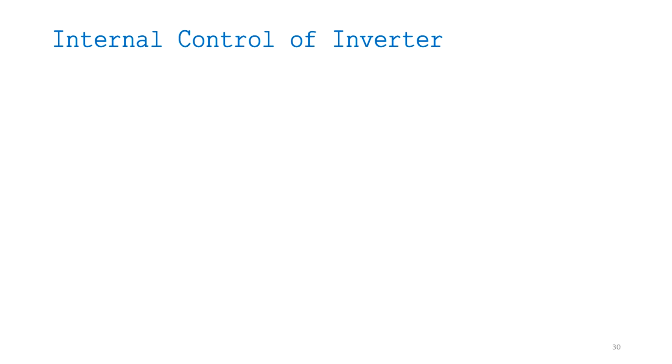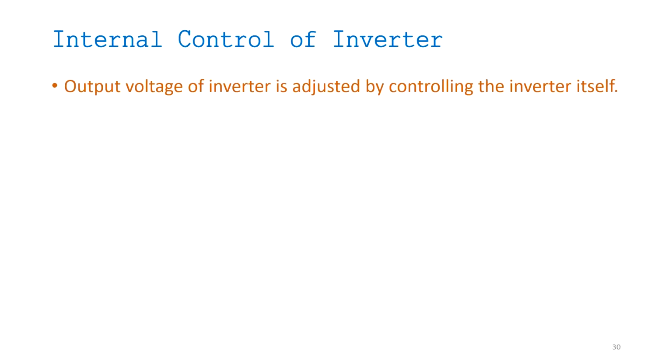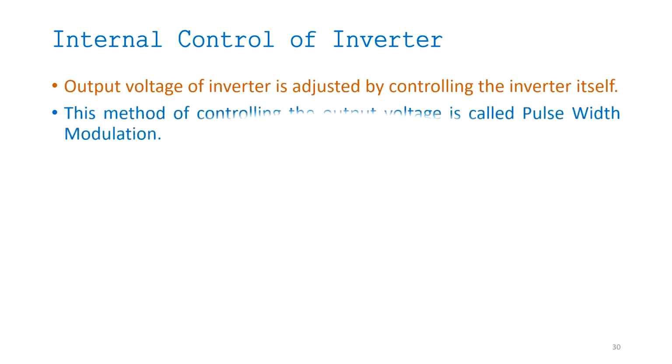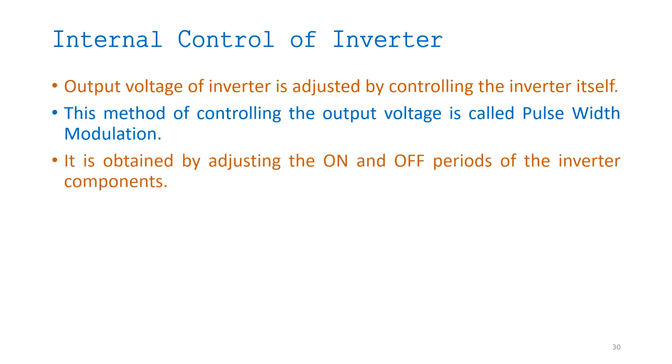Now the most important parameter. We have discussed the first two: external control of AC input, AC output, and how you can internally control the inverter. The output of the inverter is adjusted by controlling the inverter itself. The method of controlling the output is called pulse width modulation. It is a very hot topic for inverters, and it is obtained by adjusting the on and off periods of the inverter components.